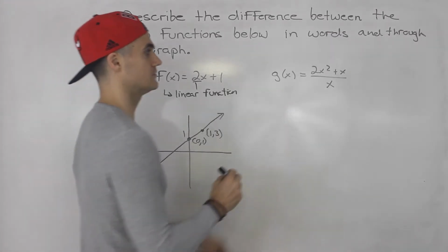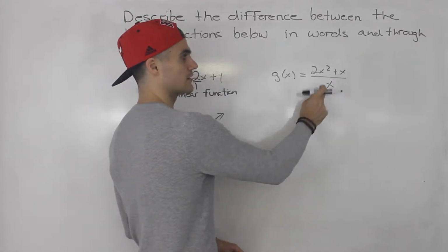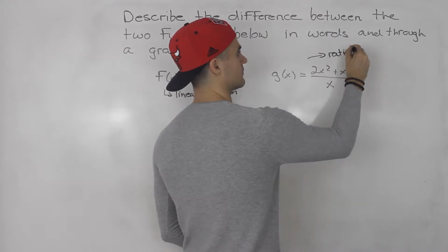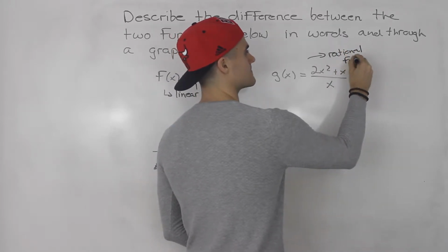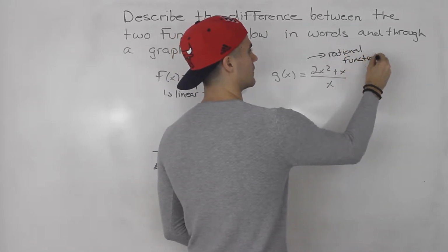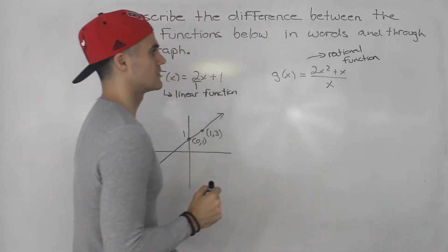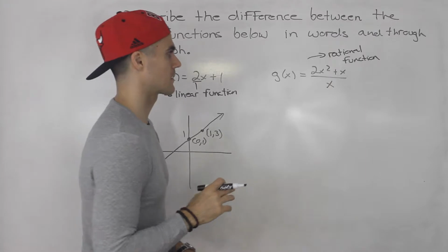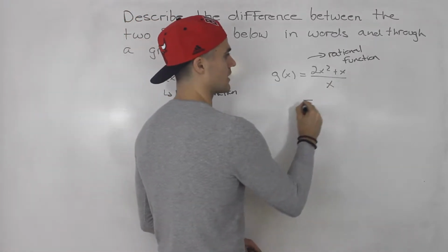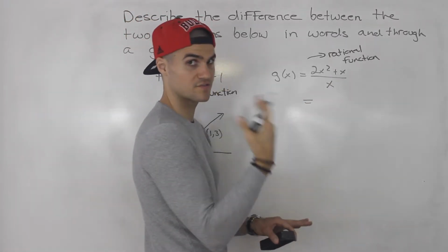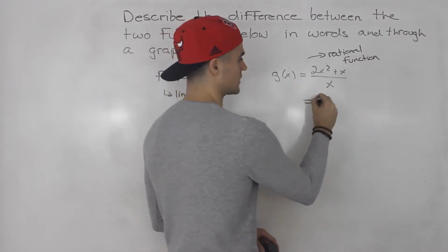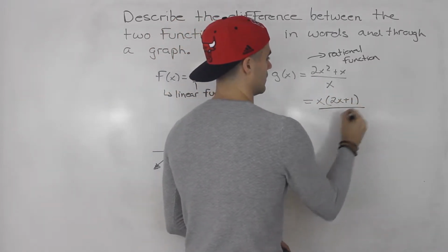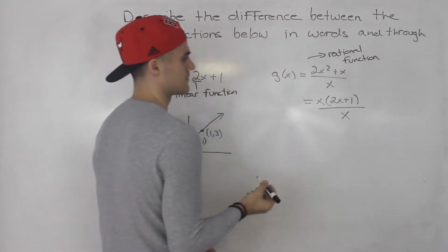Now, this here, because we have a variable in a denominator, is a rational function. Okay, so what you want to do here is always check if you can simplify. We make sure that everything is factored first. So notice in the numerator, we could take out an x. We'd be left with 2x plus 1, and it would be over x.